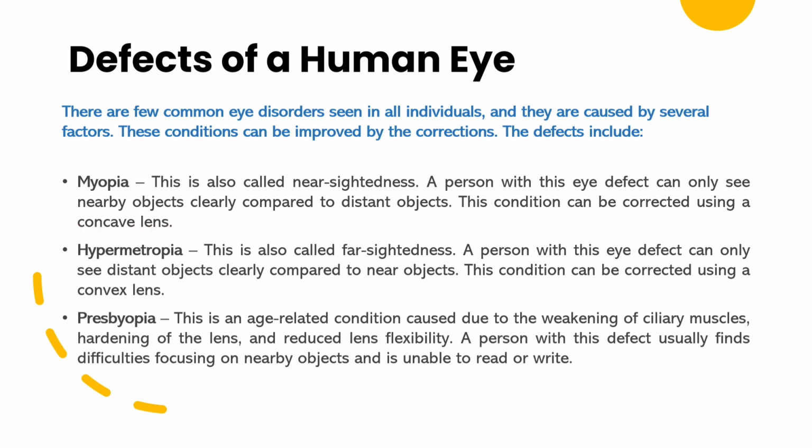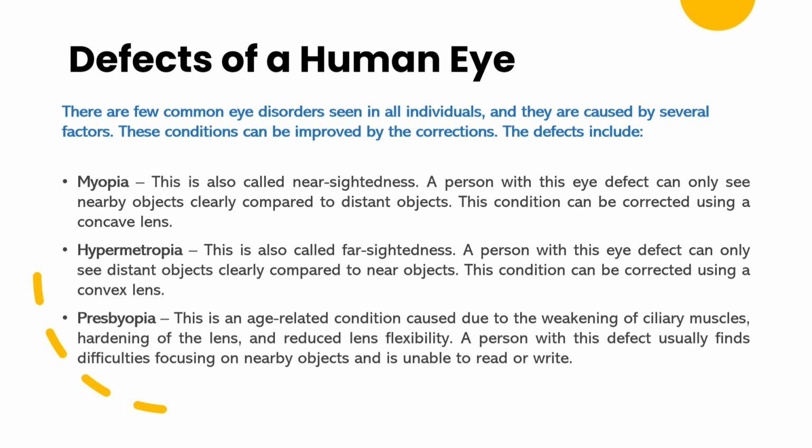The next defect we are going to see is hypermetropia. This defect is also called farsightedness. Here, the person with this eye defect can only see the distant objects clearly compared to the nearby objects. This condition can be corrected using a convex lens.